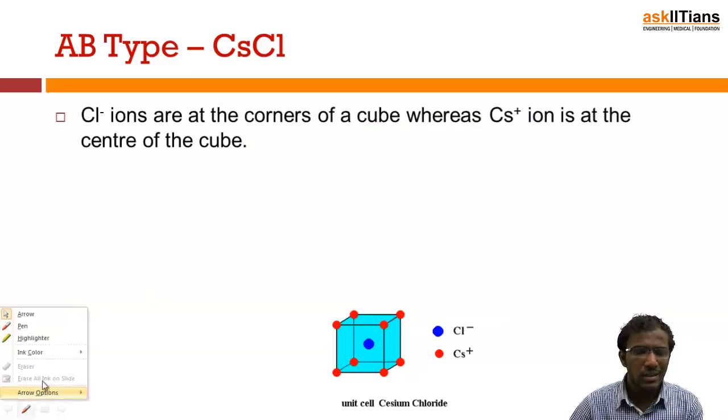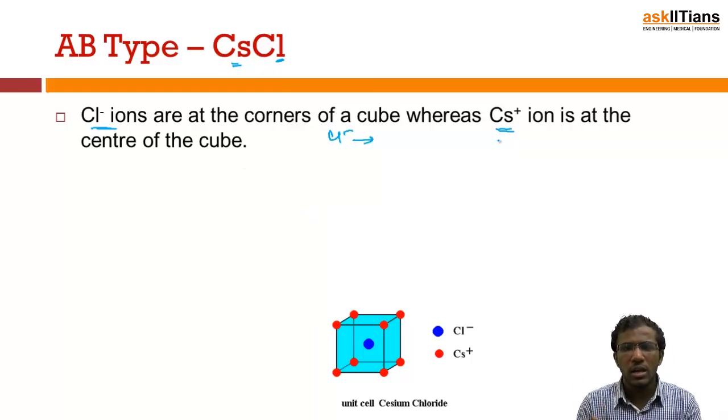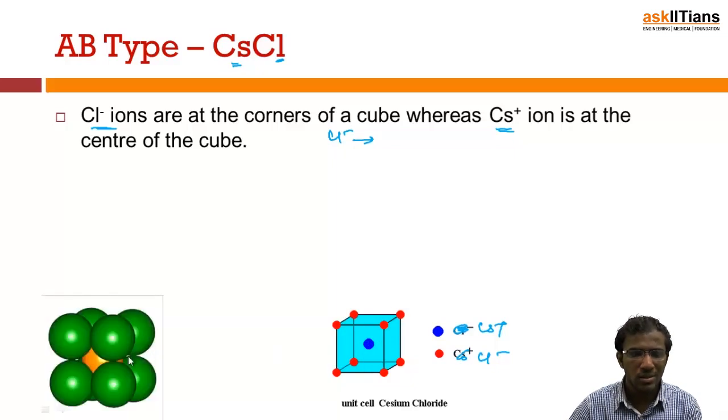Here what we need to understand is how the chloride ions as well as the cesium ions are arranged in a particular unit cell. The chloride ions are present at the corners of the cube, so Cl minus at the corners, and the cesium ion, which is bigger in size, is present at the center of the cube, right? The blue one is actually cesium, and the red one is actually chloride. So the cesium ion is present at the center of the cube, and chloride ions are present at the corners of the cube. You can say this is the space filling model, where this cation, that is the cesium ion, is touching the chloride ions which are present at the corners of the unit cell.